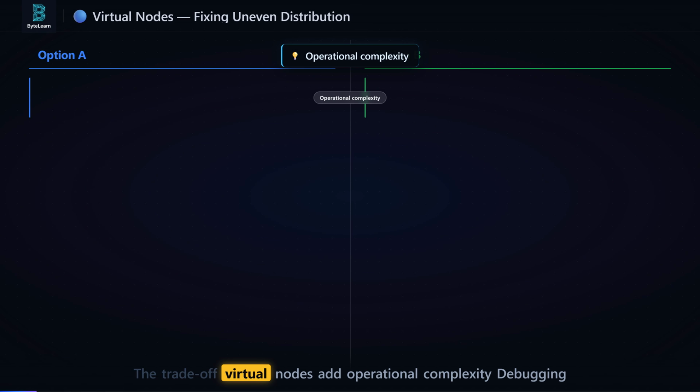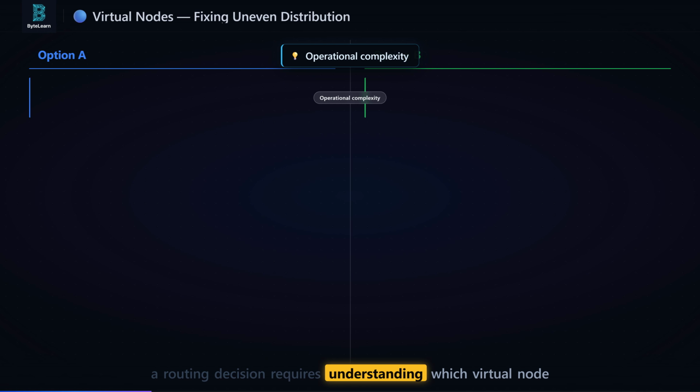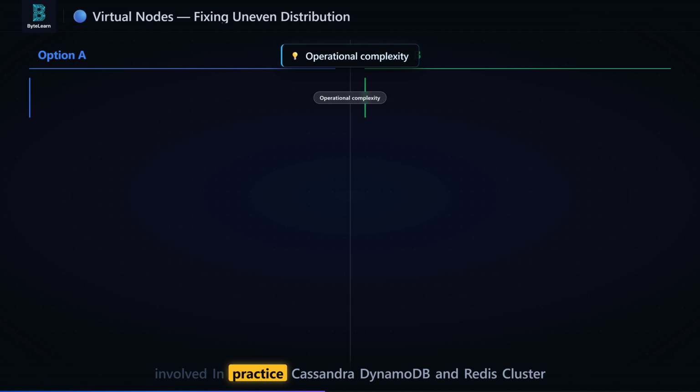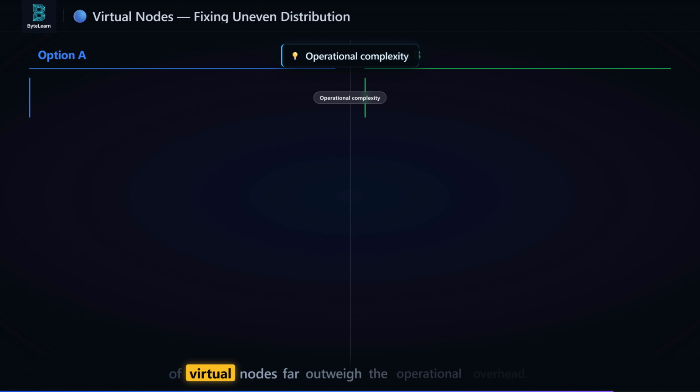The trade-off: virtual nodes add operational complexity. Debugging a routing decision requires understanding which virtual node a key maps to. Cluster management is more involved. In practice, Cassandra, DynamoDB, and Redis Cluster all have tooling that handles this automatically. For clusters larger than 5 nodes, the distribution benefits of virtual nodes far outweigh the operational overhead.